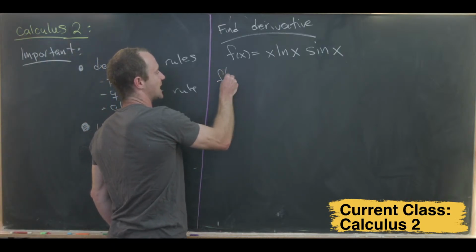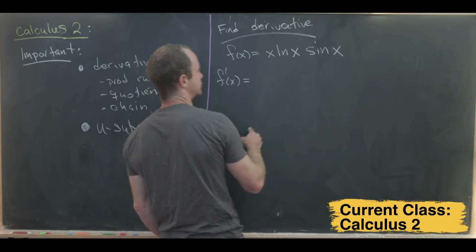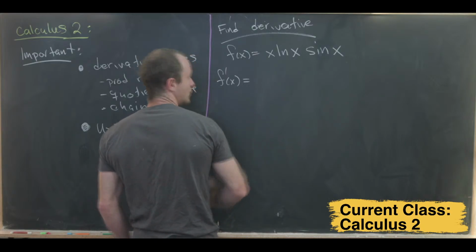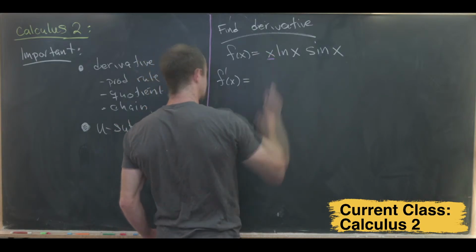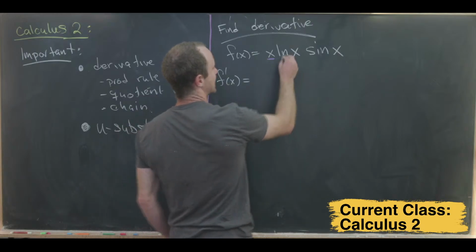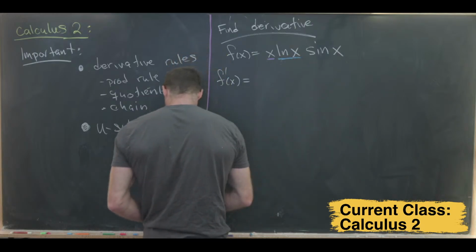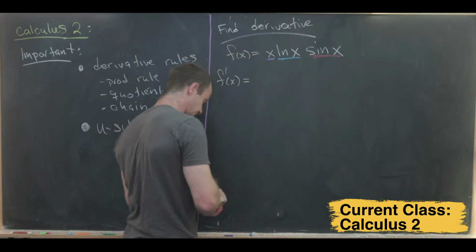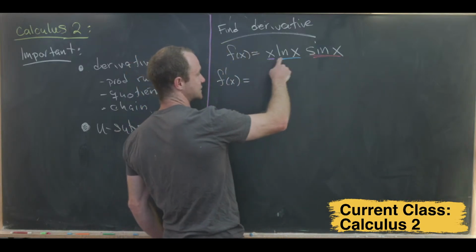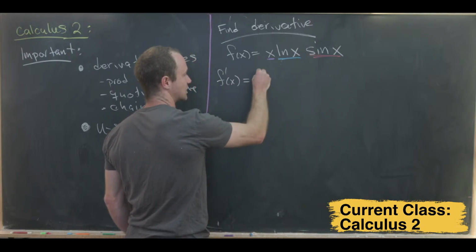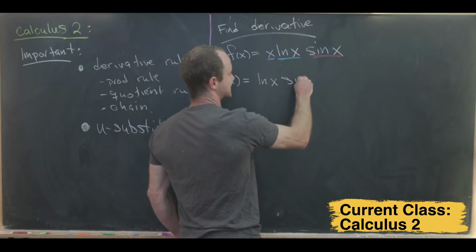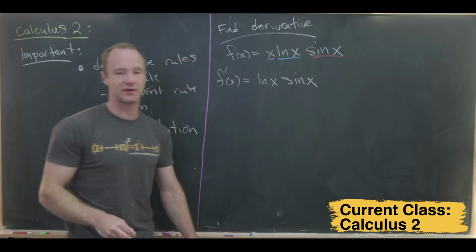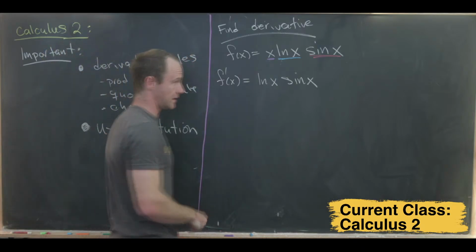So here f prime of x will be equal to, let's see, we need to take the derivative of each of these one at a time. So we've got x, we've got natural log of x, and we have sine of x. Taking the derivative of x while holding the others constant will give us natural log of x times sine x, given that the derivative of x is 1.